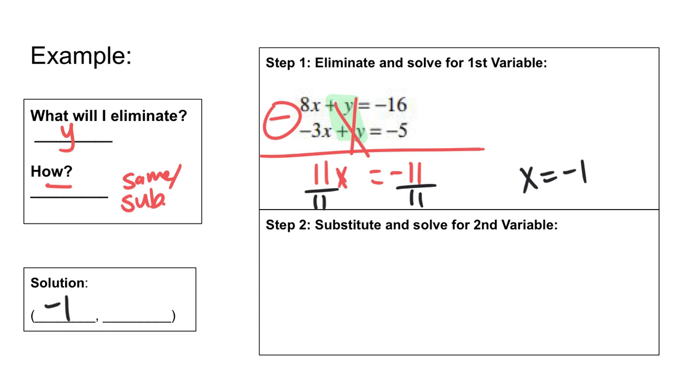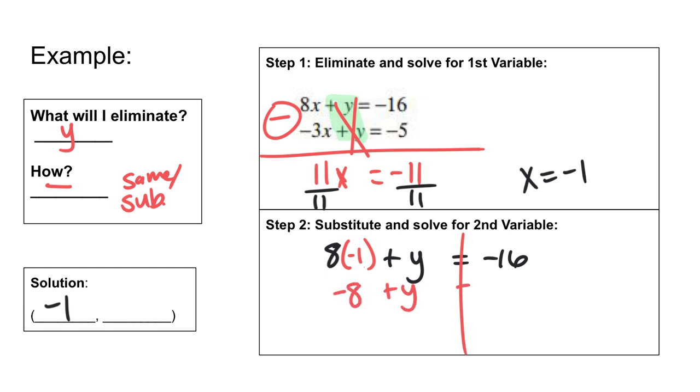And again, I've got to go back and get y. It doesn't matter which one you plug into. I'm going to plug into the top this time. 8x plus y equals negative 16. This time I'm going to take the x out because I know x is equal to negative 1. Replace it with negative 1, and solve that. And so I'm adding 8 to both sides. I get negative 8.